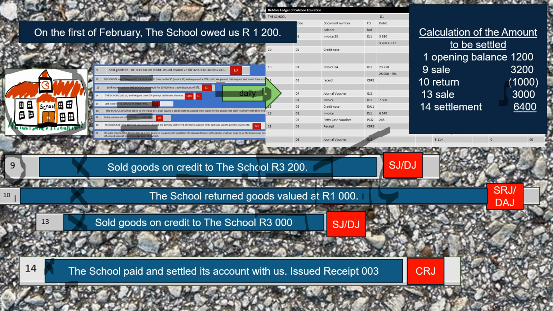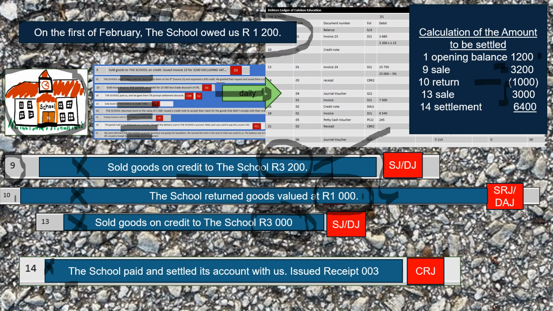So 3,000, oh, wait, there's information up here. You must always look for an opening balance. It says on the 1st day of February, the month that we are looking at, the school already owed us up here 1,200 Rand. Then these transactions for the month started taking place. So then they owed another 3,200. Then there was a return, which I've put in brackets here. On the 10th, there was a return. Then on the 13th, there was a sale of 3,000. So it added more.